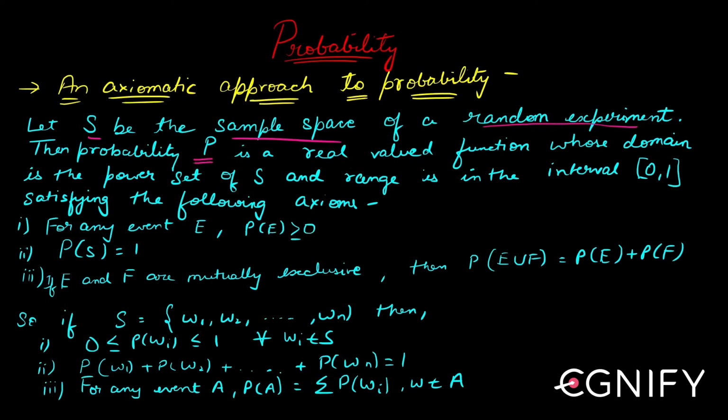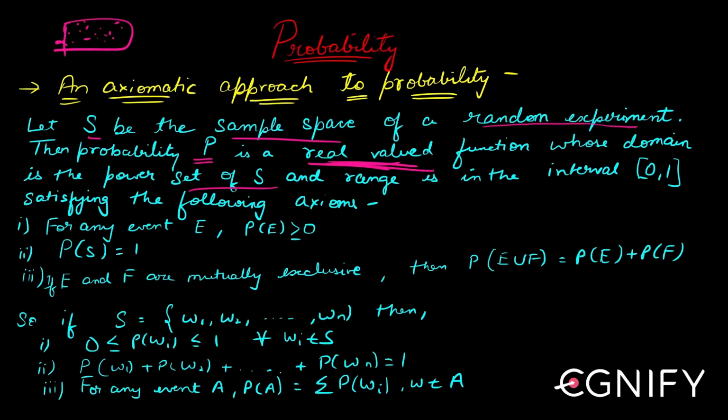The probability P is a real valued function. So first of all, remember this probability P is a real valued function. You can't have complex numbers here. Whose domain is the power set of S. So your sample space might have a lot of points. It might have a lot of outcomes. The power set of all outcomes.